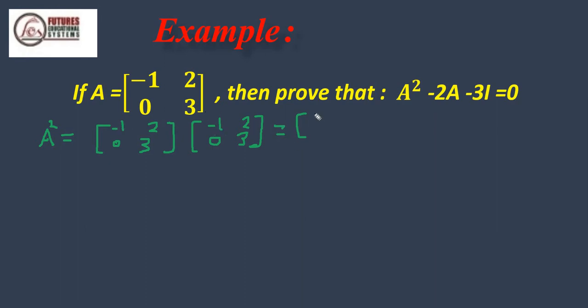-1 by -1 equals 1. 2 by 0 equals 0. That's A11, the first row and the first column. Let's multiply the first row by the second column. Negative 1 by 2 equals negative 2. 2 by 3 equals 6. 6 minus 2 gives me 4.